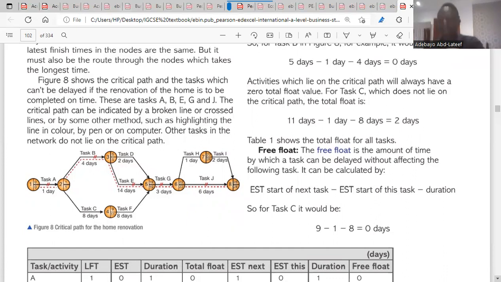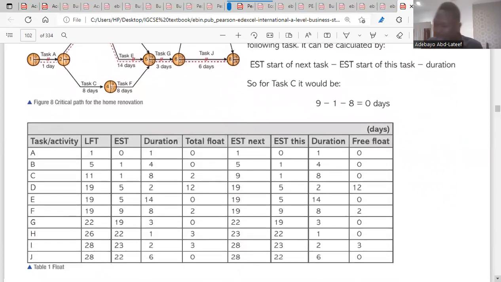The LFT of the task minus the EST of the task minus the duration of that task. Oh, it's going to take 20 days to finish this project. So that means the LFT minus the EST minus your duration will give you your total float. Is it clear? Yeah.